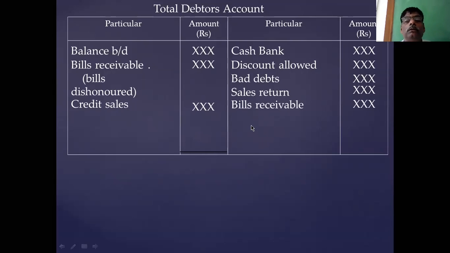And bills receivable: whenever you receive the bills, you record the bills receivable on the credit side. Allowance given is also recorded on the credit side. These are the items recorded on the credit side: cash received from the debtors, check received from the debtors, discount allowed to debtors, bad debt incurred, sales returned by the customer, bills received from the debtors, and allowance given to debtors. Debit side.